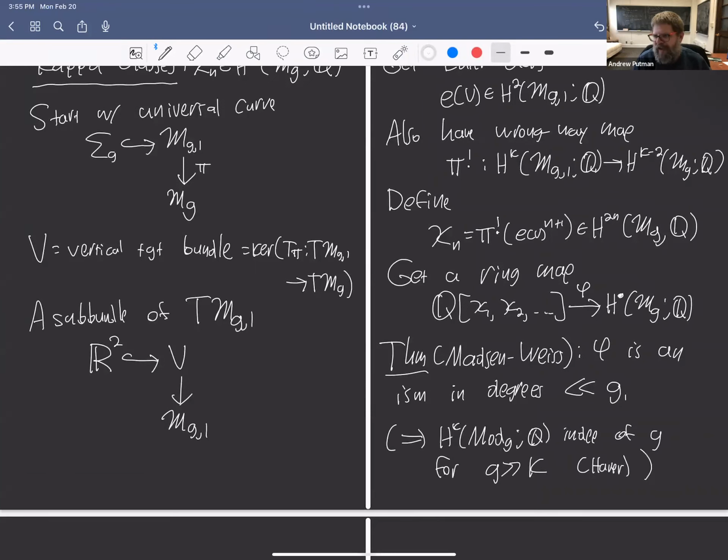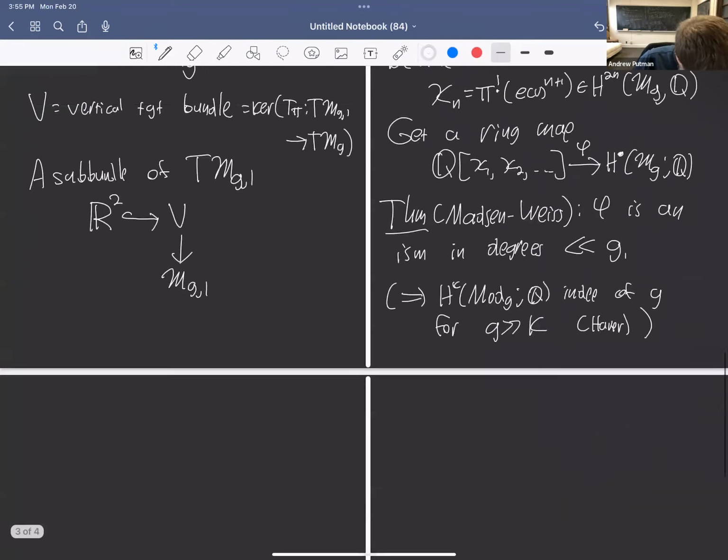In fact, it's one of the ingredients that goes into the Madsen-Weiss theorem. You need Harer stability to prove this theorem. So the first thing which was proved in the 80s is that this is actually independent of g once g is large. We'll come back to that a little bit later in the talk.